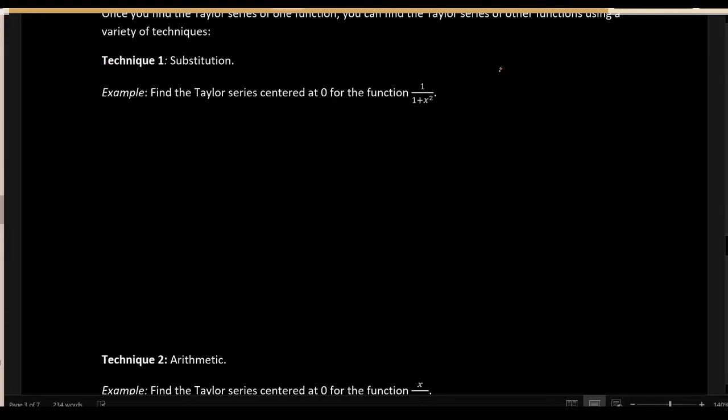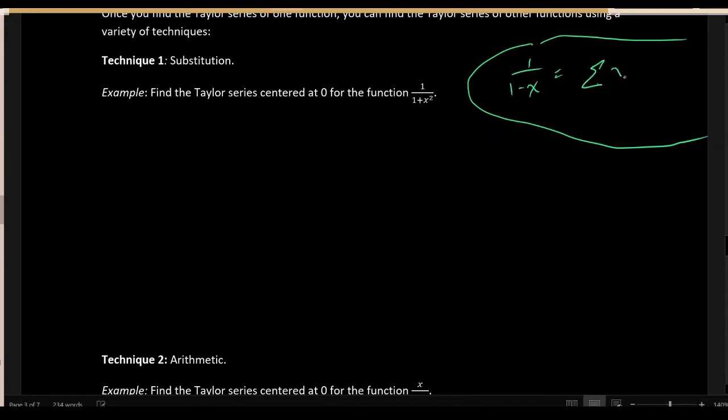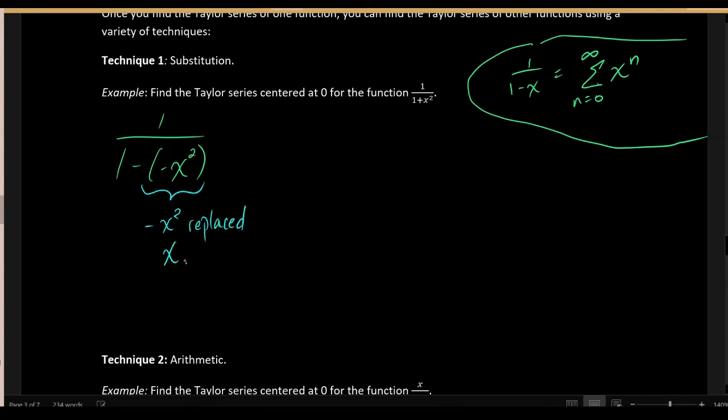Now I'm going to notice how similar this is to the function 1 over 1 minus x, which we found was equal to the sum as n goes from 0 to infinity of x to the n. I'm going to notice the fact that this function is almost exactly the same, except instead of having an x subtracted from 1 in the denominator, we have a negative x squared subtracted from 1 in the denominator. Negative x squared replaced the variable x.